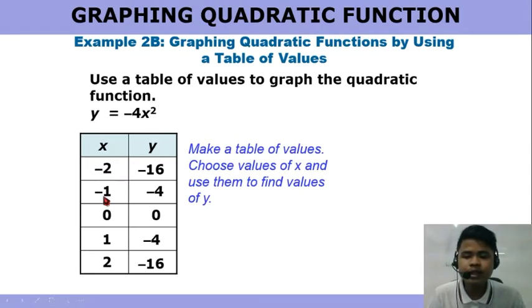It is because negative 1 was substituted to x. So, naging negative 4 times negative 1 squared siya. Negative 1 squared is equal to 1. Then, negative 4 times 1 is equal to negative 4.